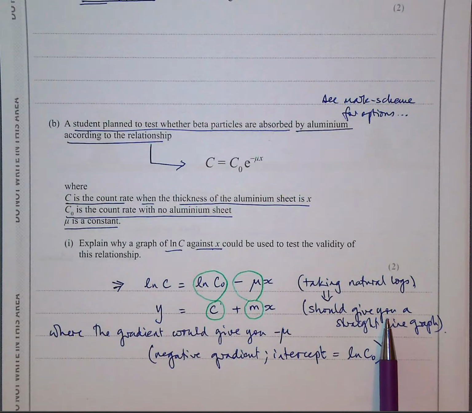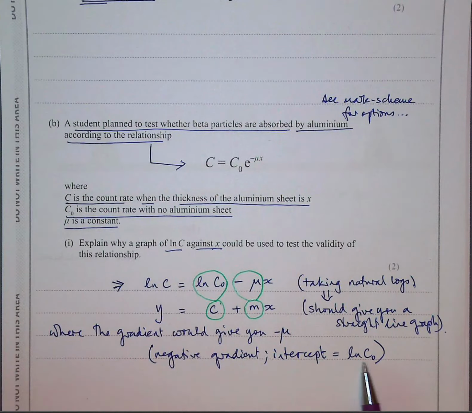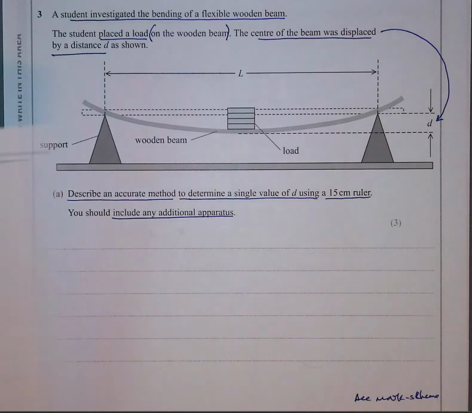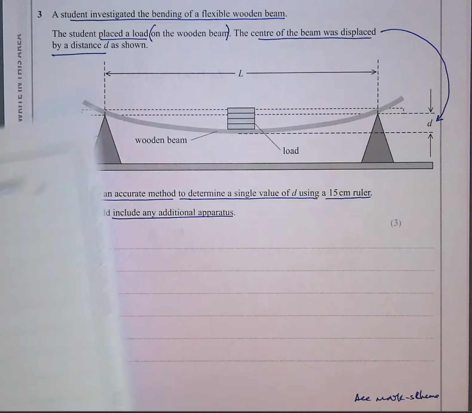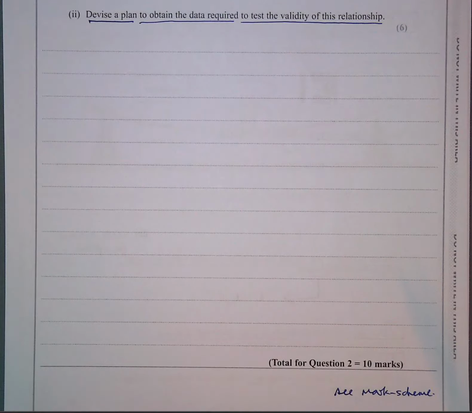If you do get a straight line graph, then it shows that the relationship could be right, where the gradient would give you the value of minus mu. It'll be a negative gradient, remember, and the intercept, as I explained, will be the natural log of the original value without any aluminium in the way. So log graphs are definitely used in this exam.